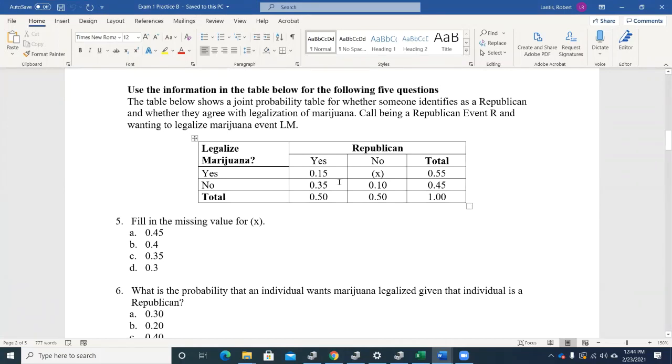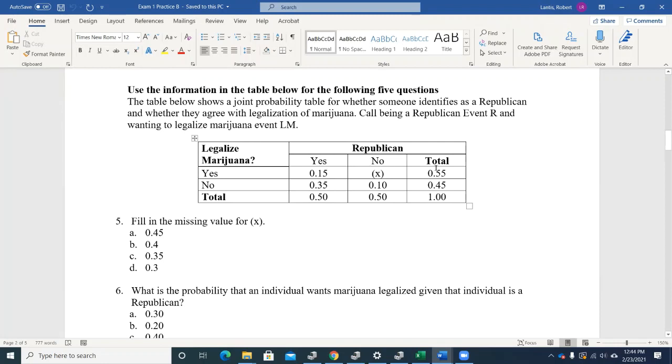So let's say I start out with a joint probability table. So we'll do some review of what those tables are like and how we can use them to answer different questions. Okay? So here my events are, does someone want marijuana legalized, yes or no? And are they a registered Republican, yes or no?